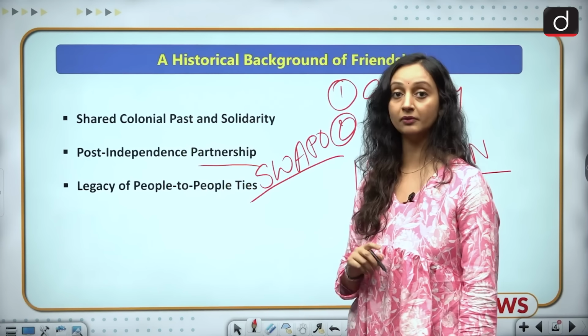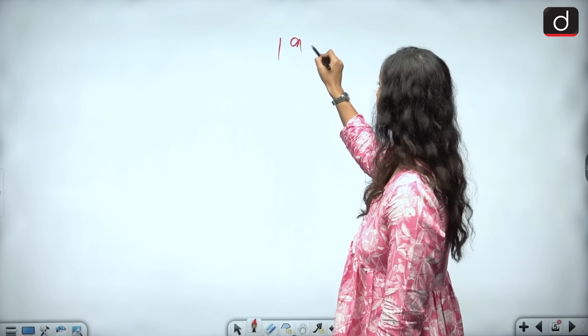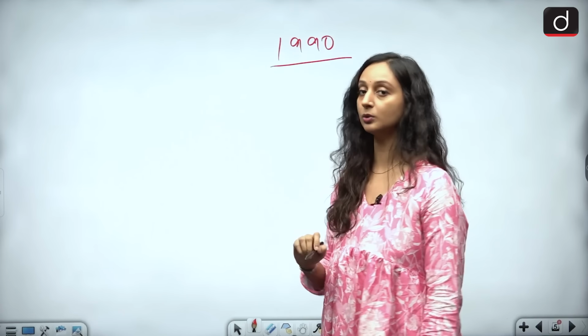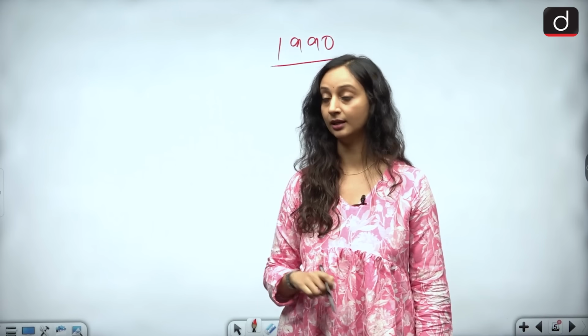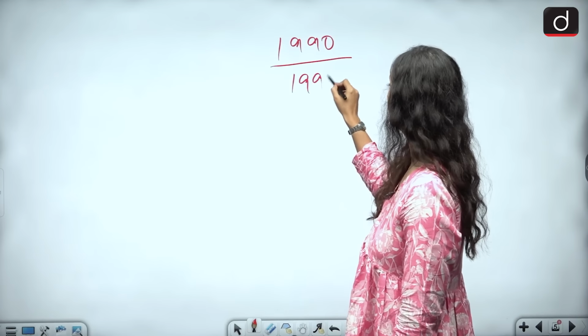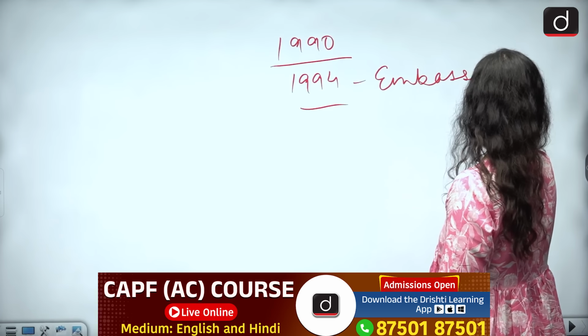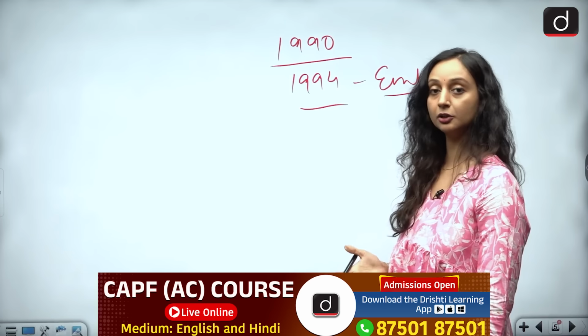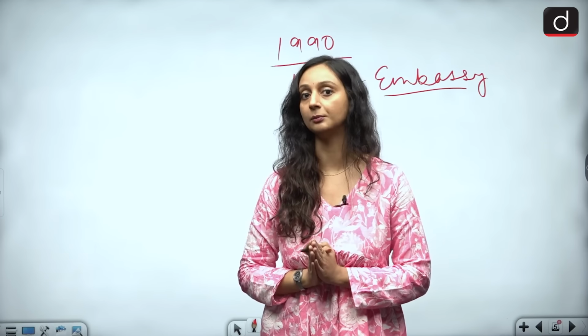Post-independence also, we've had a strong partnership with Namibia. So Namibia got its independence in 1990, and as soon as it got its independence, India established a High Commission in Namibia. And in 1994, Namibia also established an embassy in New Delhi. So these ties have continued post-independence also, and we have strong people-to-people ties with Namibia.